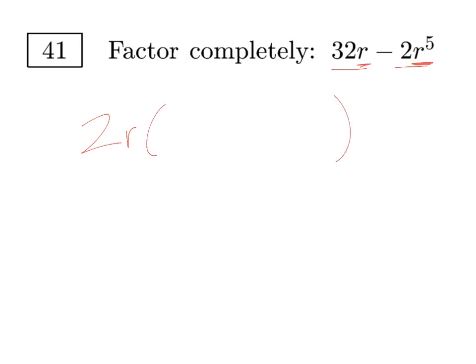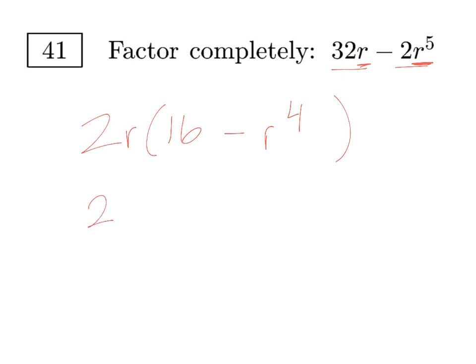So what's left over? 2r times what is 32r? That's going to be 16. And 2r times what is r to the 5th? That's going to be r to the 4th. Okay. All right, now we can actually push this a bit further.